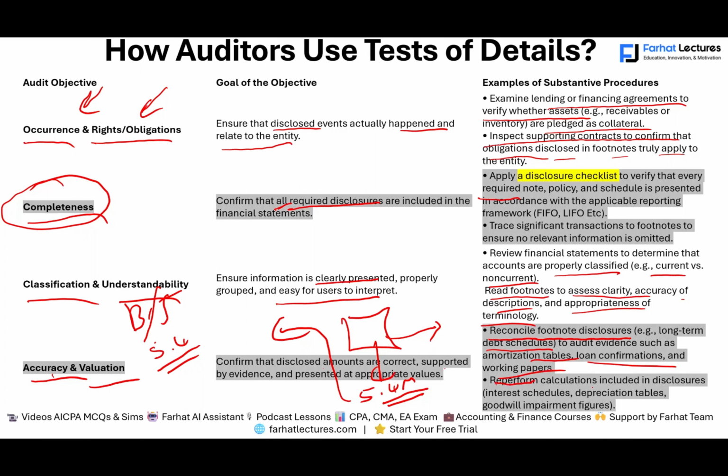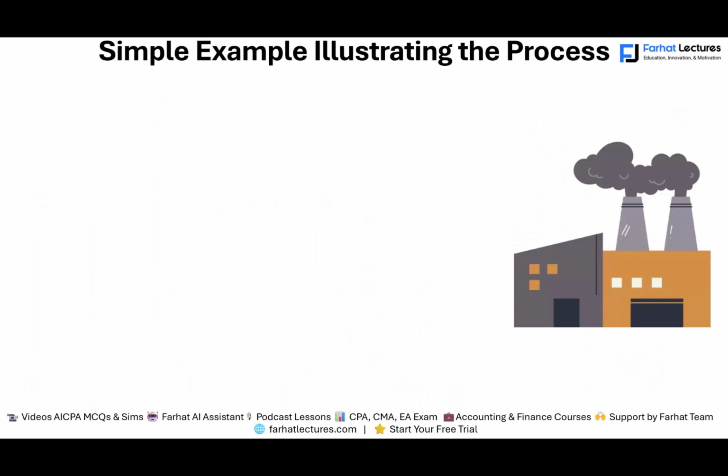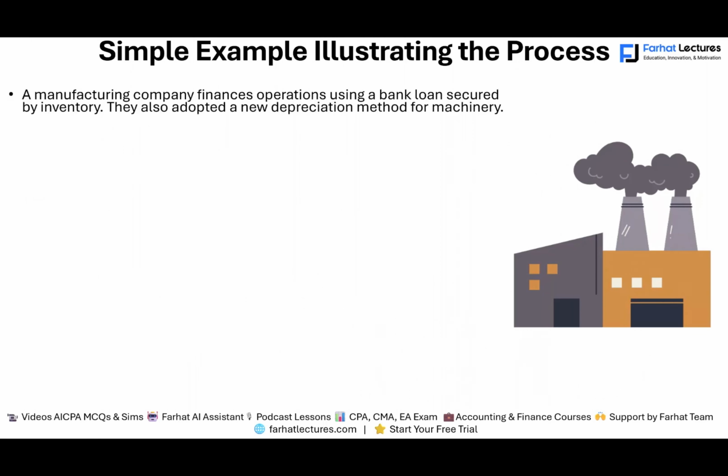We might reperform the calculation included in the disclosure, like the interest schedule, depreciation table, goodwill impairment, to make sure it's computed properly and it's in the financial statements. Check it to the work papers, check the work papers as well. A simple illustration, just to give you an idea.